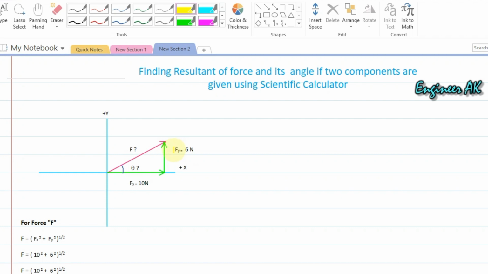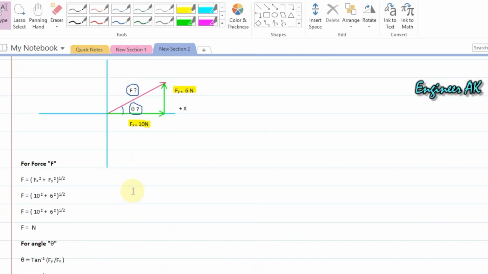Here I have taken two components of a force. The y component of the force has a magnitude of 6 newton, and the x component of the force has a magnitude of 10 newton. Now we will find the resultant force, the magnitude of that force, and the angle that it is making with the positive x-axis.